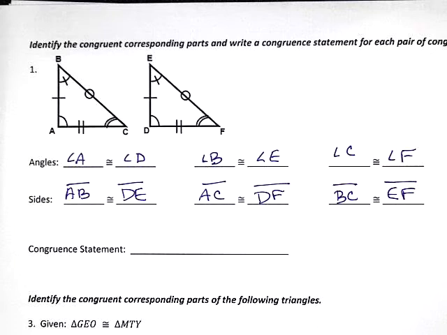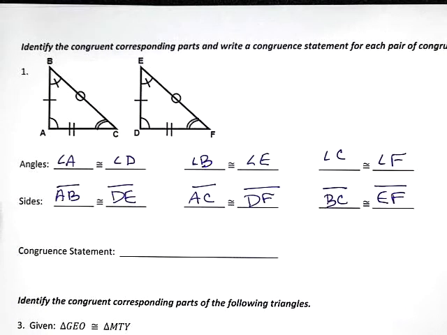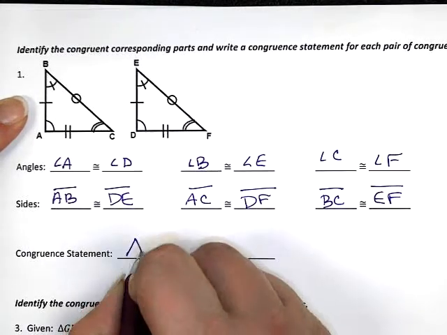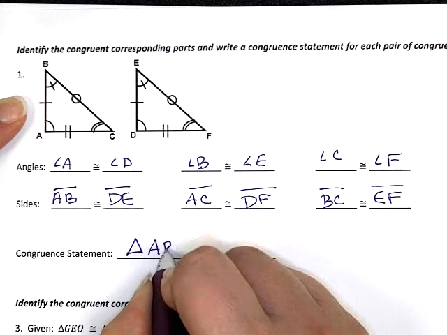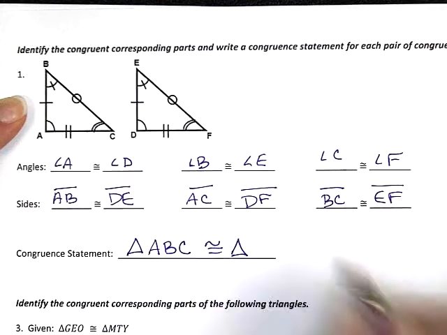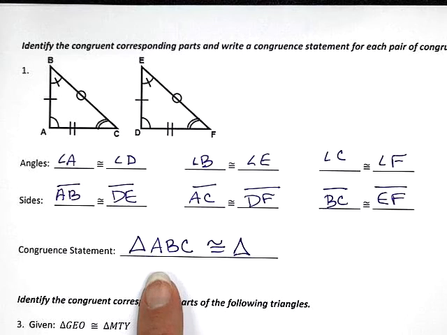Okay? Then for our congruence statement, pick a triangle to start with and just pick an order. All right, so I'm going to pick this triangle. First thing I'm going to do, I have to write the triangle symbol. So triangle, I'm going to start with ABC because it goes in order, right? And I'm going to say that that is congruent to triangle. Now my order matters. I don't care what order you started with. You get to pick the order that you start. But once you pick it, you got to stick with it.